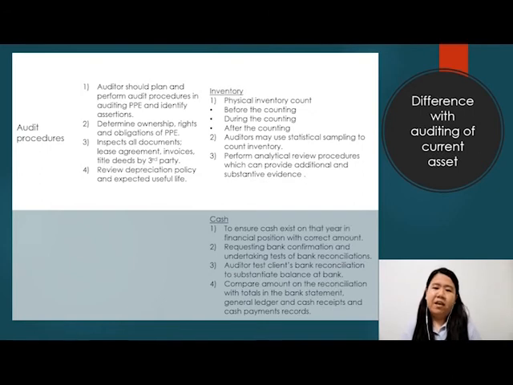Next, for the current asset, inventory includes three audit procedures. First, physical inventory counting. It includes before, during, and after for counting the inventory. Second, the auditor may use statistical sampling to count the inventory. Third, perform an analytical review procedure which can provide additional substantive evidence.